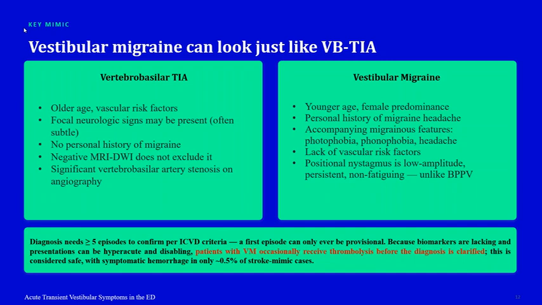A first episode can only ever be provisional because biomarkers are lacking for vestibular migraine. The presentation can be hyperacute and disabling. Patients with vestibular migraine occasionally receive thrombolysis before the diagnosis is clarified in future attacks. This is considered safe, with symptomatic hemorrhage in only 0.5% of stroke mimic cases.